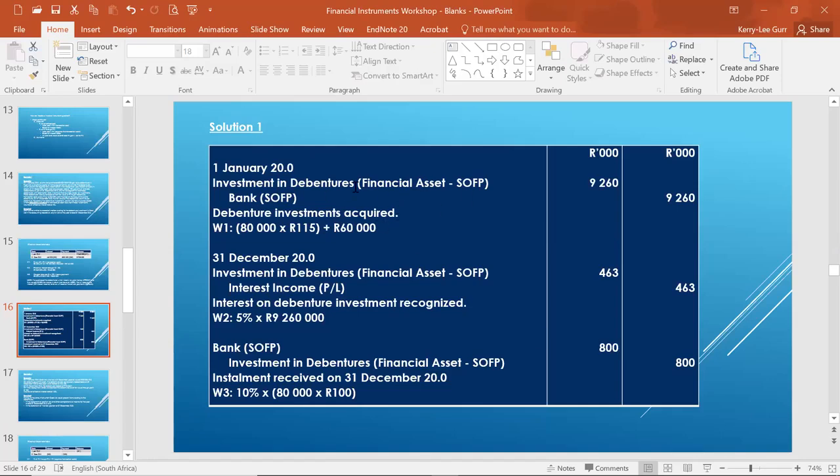Our very first journal entry relates to the start of that table where we did working one and we worked out our investment in debentures. And we worked out a debit, our investment in debentures, financial assets. And as you can see here, we've got the full journal entry. We've got the dates, our accounts, our elements, and we have our narration. And also what they've included here is the working.